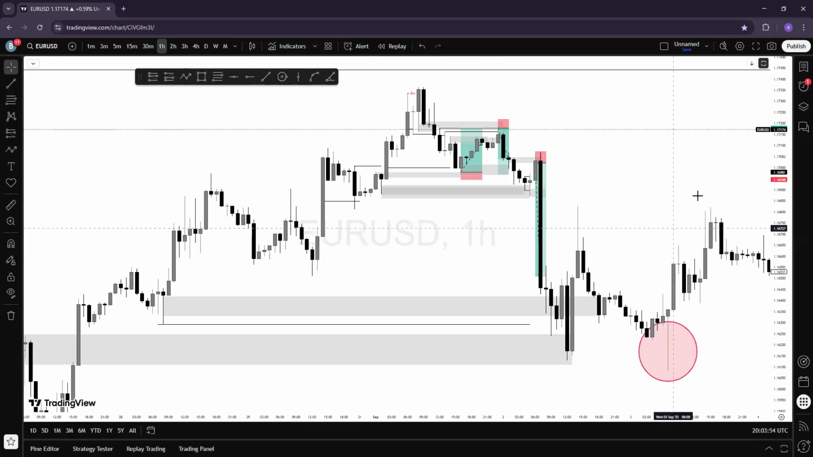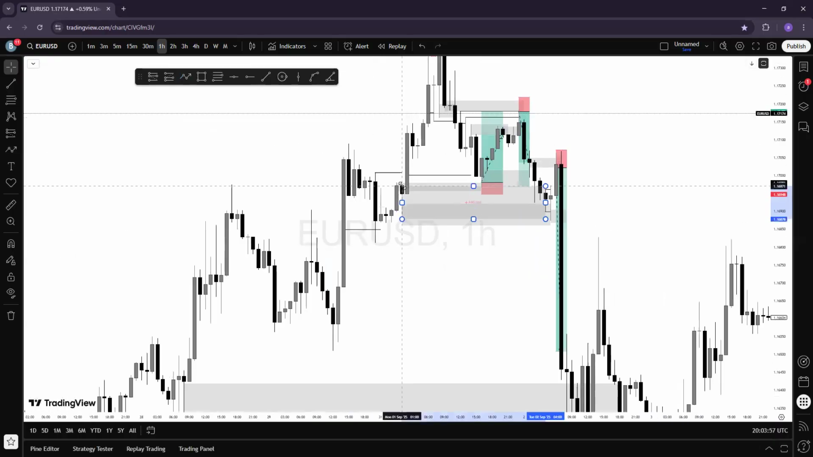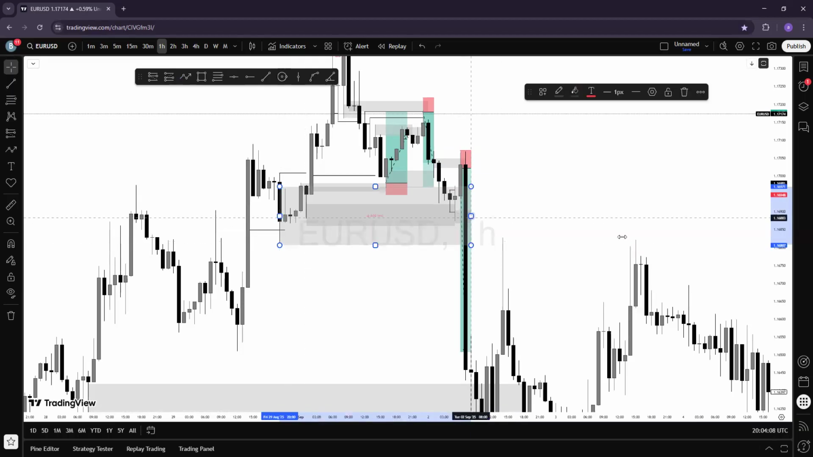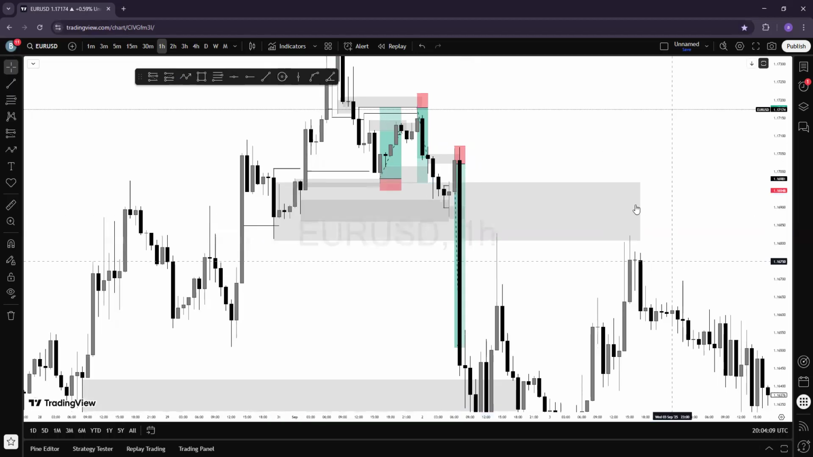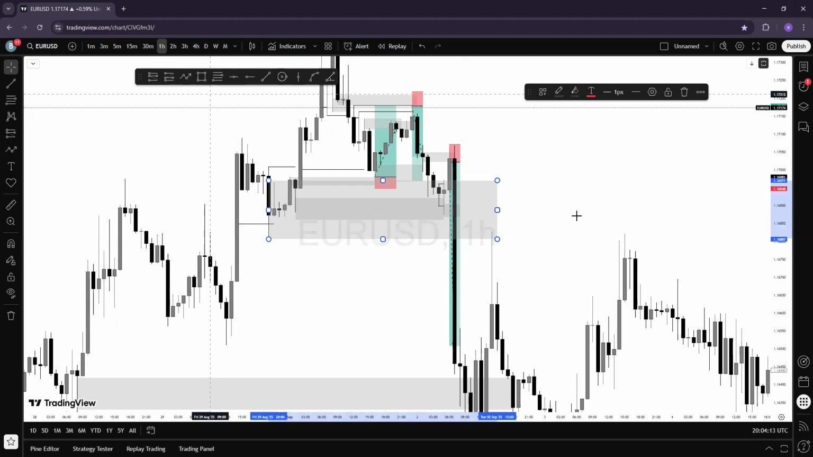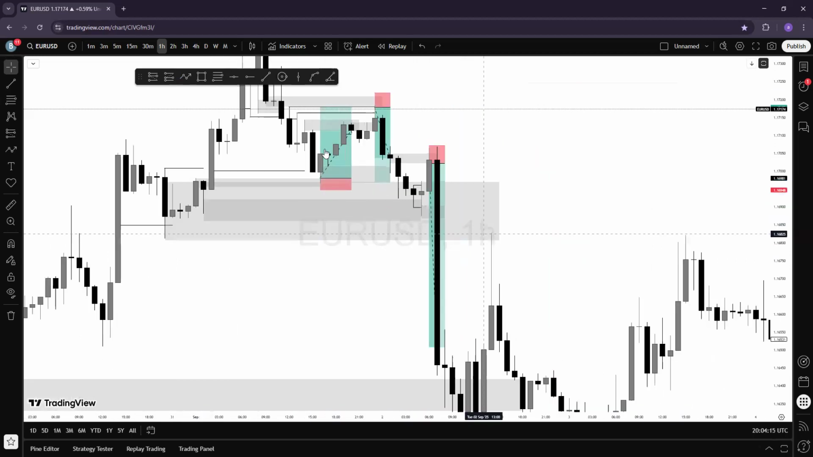Let's go back. This is the demand level that is supposed to buy the market here. That is why you see the market come back here to use this demand level. But before you can consider this kind of sell, you have to investigate.